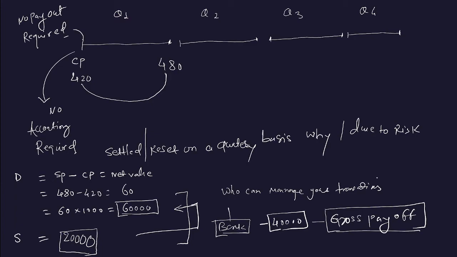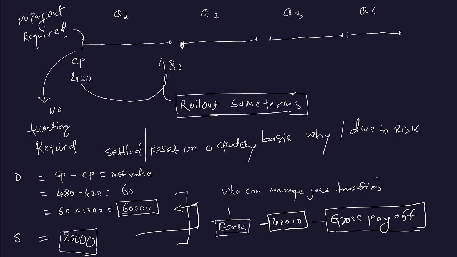Still there are a few quarters remaining, so we'll take the example. Okay, sir. Then again we reset the terms. See, every time you can reset the terms, or you can roll out these terms. If you keep the same terms, then you would say roll out the same terms. This term also means to extend the contract.